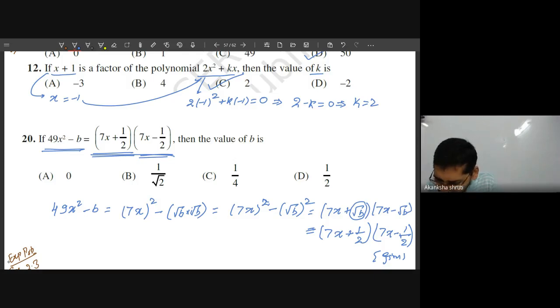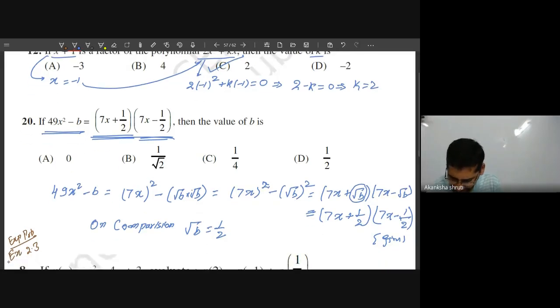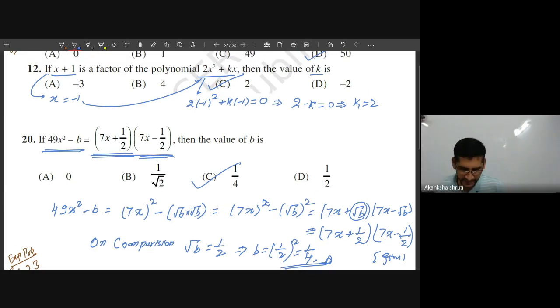So on comparison, what are we getting? Under root of b equals 1/2. Even the same, minus under root of b equals minus 1 by 2. You will get the same thing. This means what will b be? You have to square it on the other side. So 1 by 2 square becomes 1 by 4. This is the answer. So answer is C. Are you getting it, students? So questions are very simple. You have to just apply your concepts. These are such simple things.